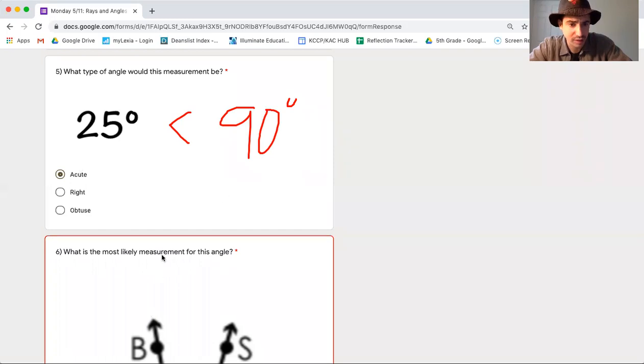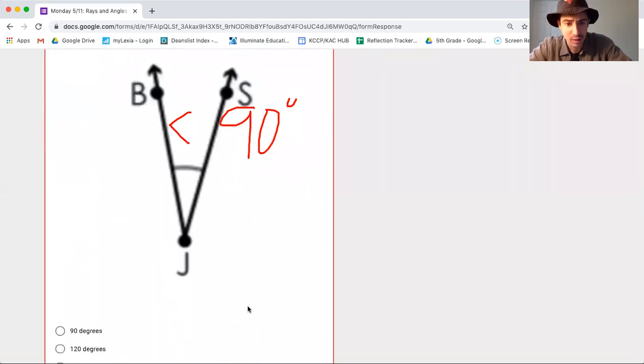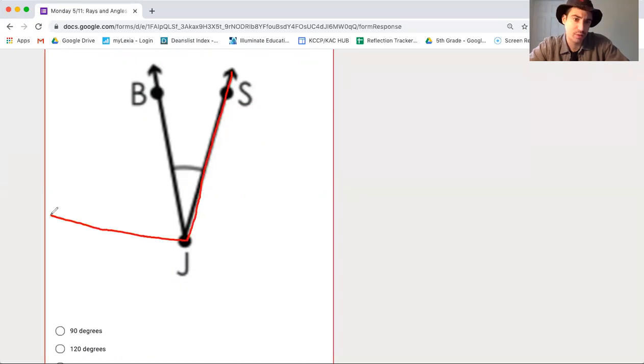Now, what's going to be the most likely measurement for angle BSJ? One thing that's helpful is I make my L or my right angle. I'm going to use one of the lines already and just draw a right angle from it. So I'm going to use this one right here. I'm going to draw a right angle from it, something that kind of looks like a right angle. I can see that my drawing is way bigger than the angle that we have, BJS. So I already know that this has to be smaller than a right angle. So it has to be less than 90 degrees.